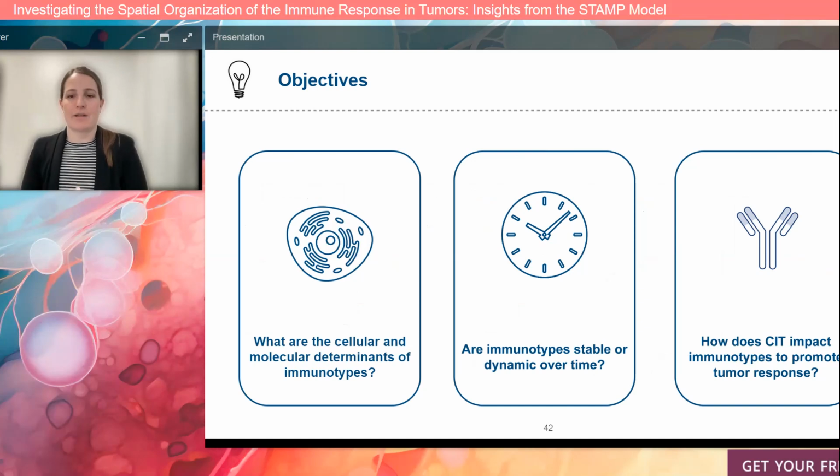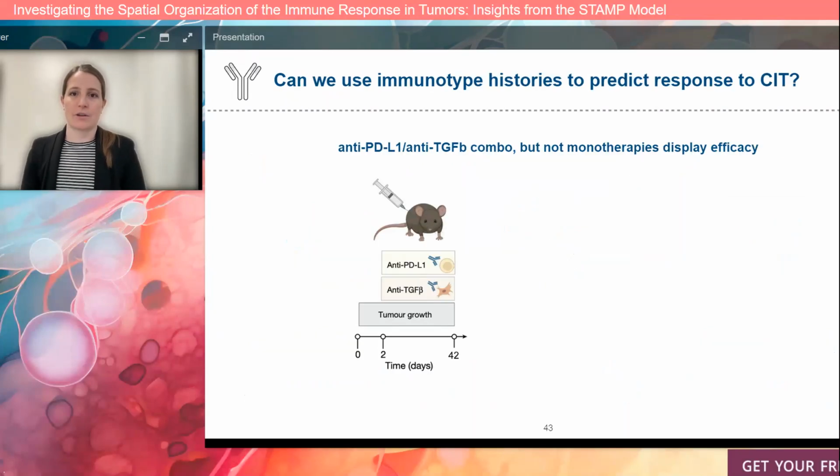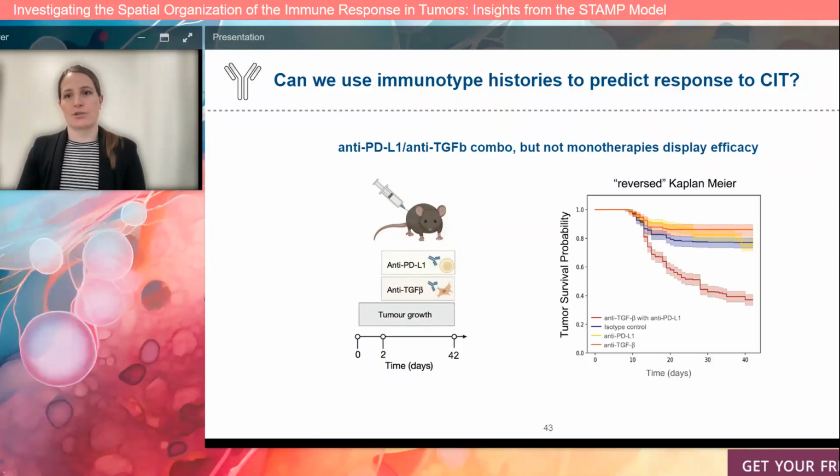So now I've shown you that, as we observed, immunotypes can be dynamic over time. And so we wanted to know, how does immunotherapy impact immunotypes or impact these life histories to promote tumor response? And so for this, we used a model of immunotherapy with combination anti-PD-L1 checkpoint blockade with anti-TGF-beta. And we saw that the combination treatment displayed efficacy with very high rates of tumor rejection. However, the monotherapies shown in yellow, orange, and the control in blue had very low rates of tumor rejection.